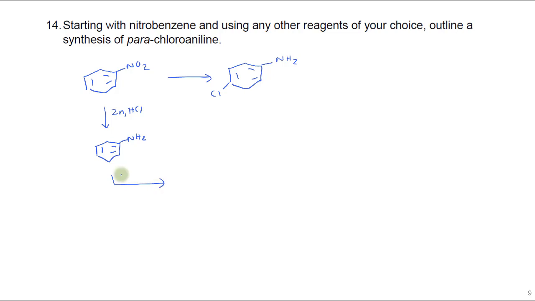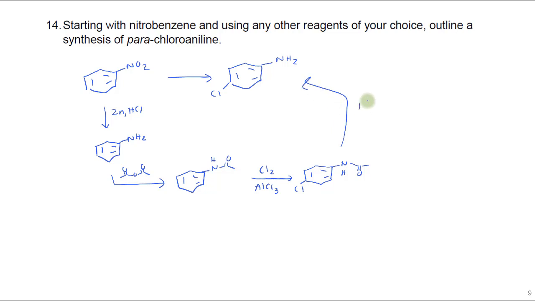So I'm going to use acetic anhydride to make it less active. Add my chlorine, and get the target. Oops, then I have to hydrolyze that. So H plus and water to get the amine back.